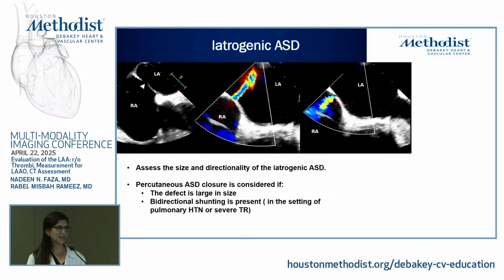Iatrogenic ASDs can occur as a result of these procedures with transseptal puncture. You want to assess the directionality of the shunt. If you're dealing with a left to right shunt, then you don't really have to worry about this shunt. But if you're dealing with a large defect, or if you have bidirectional shunting in the setting of severe TR or pulmonary hypertension, you might want to consider ASD closure in these cases.